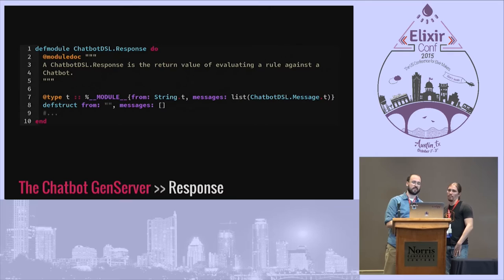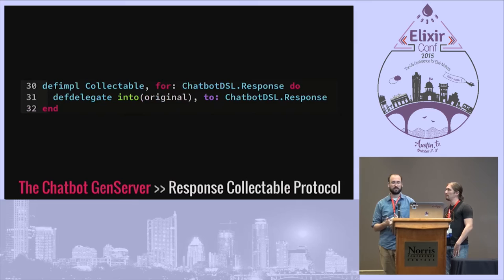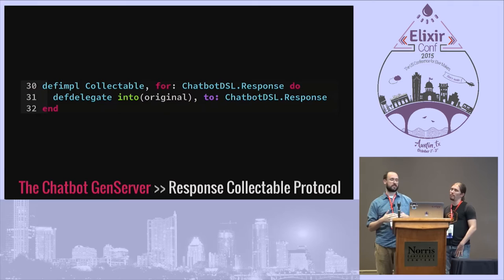So first things first, at the bottom of the actual struct's file, I defined the collectible implementation. And here, collectible all it needs is an into function to be defined. So I just delegate it to the response module, the module this is for. I've enjoyed doing it that way. I played with putting the implementation in the def impl here. You may not prefer just doing a delegate, but I enjoy it.